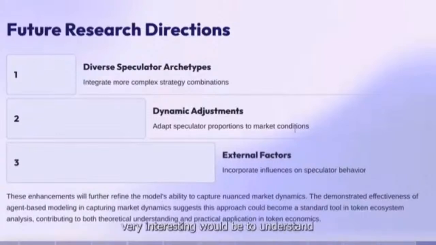Something which I also find very interesting would be to understand what the different mixes of speculators are that can lead to particular behavior. So we can use this process against price dynamics and say, it looks like this is the kind of speculator mix that is maybe taking place at the Link token, and there's another speculator mix for Bitcoin, and so on and so forth.